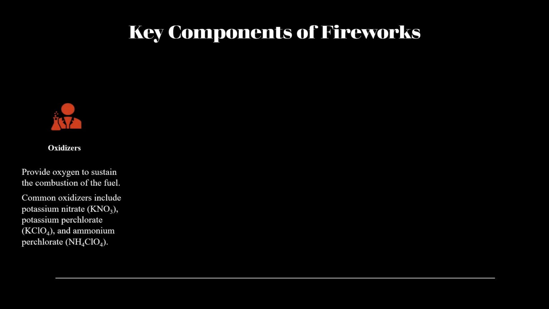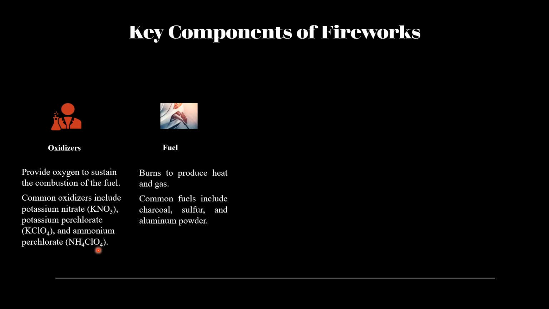What are the key components of fireworks? The main key components are oxidizers. Oxidizers produce oxygen to sustain the combustion of the fuel. The common oxidizers include potassium nitrate, potassium perchlorate, and ammonium perchlorate.